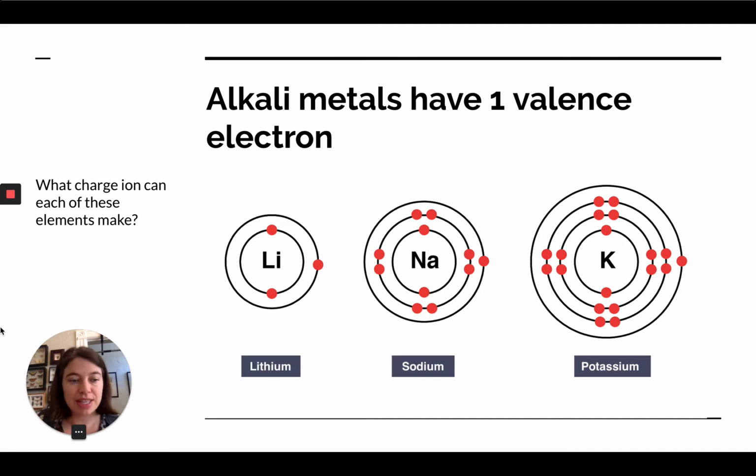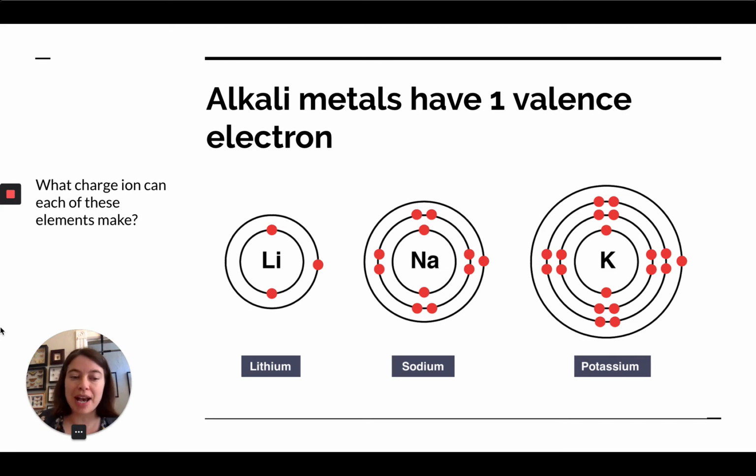So the fact that these things all have one valence electron is what makes them have such similar properties, because valence electrons are super important. So I want you to take a moment and think about this. If they have one valence electron, what would an ion of an alkali metal look like?